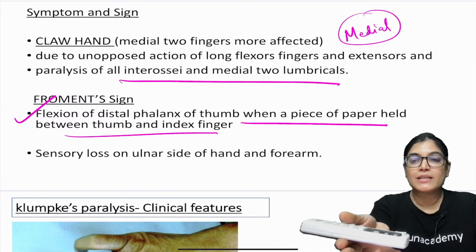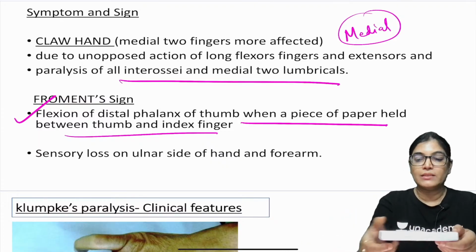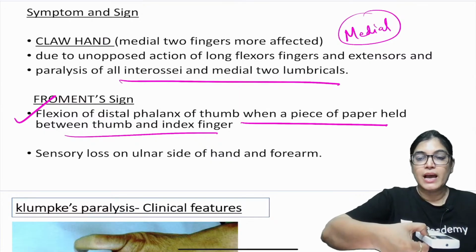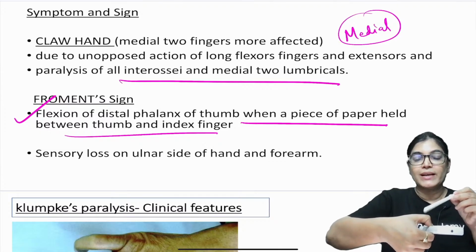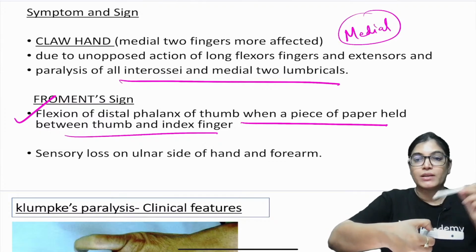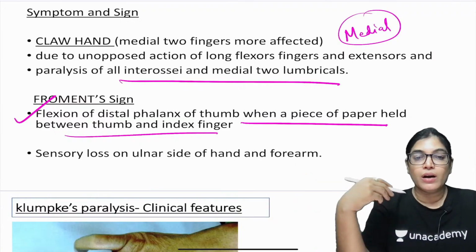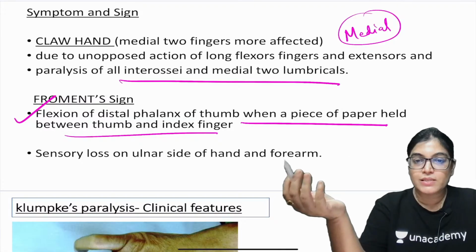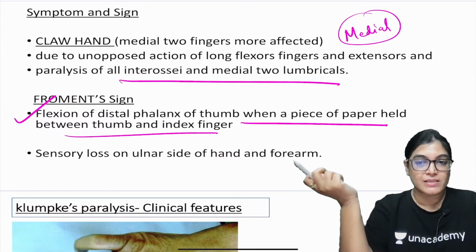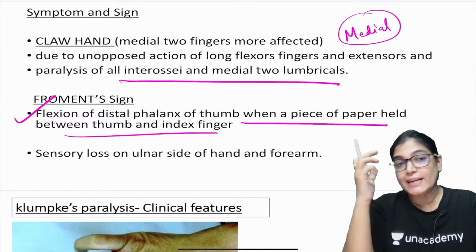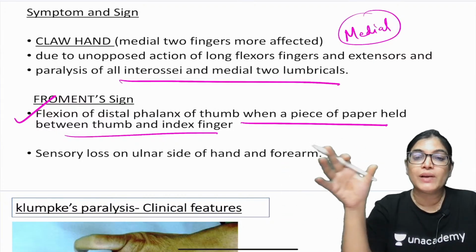But if my adductor pollicis is injured due to ulnar nerve injury, I will hold the structure like this. Can you see? The thumb is flexed, due to the action of the flexor pollicis longus muscle. So the flexor pollicis longus taking over the action of the adductor pollicis to hold a piece of paper between the thumb and index finger confirms that the adductor pollicis muscle is injured and that the ulnar nerve is injured.